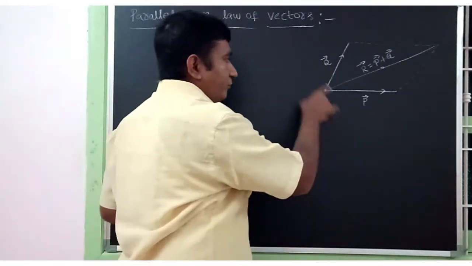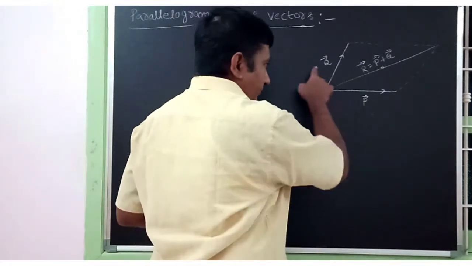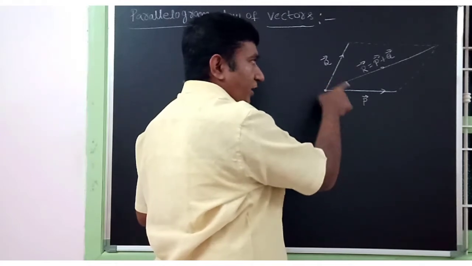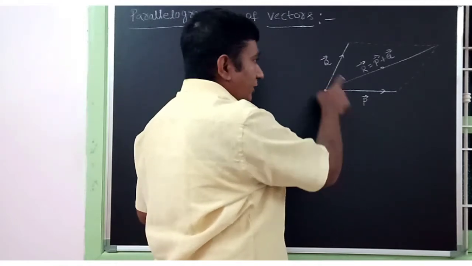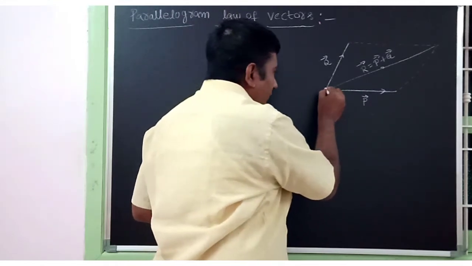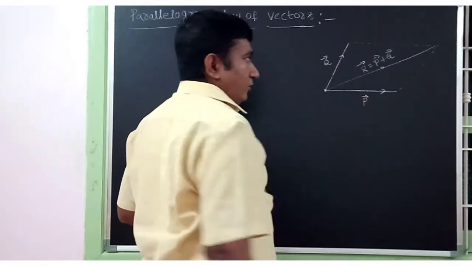So this is the definition for the parallelogram law of vectors. If two vectors act as adjacent sides of a parallelogram, both in magnitude and direction, then the resultant of these is given by the diagonal which passes through the same point. Now this we are going to prove.